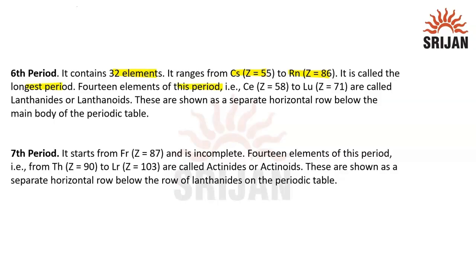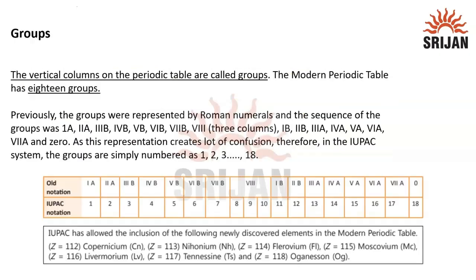14 elements of this period, that is from cerium to lutetium, are called lanthanides or lanthanoids. These are shown as a separate horizontal row below the main body of the periodic table. Then the seventh period starts from francium and it is actually incomplete. 14 elements of this period, that is from thorium to lawrencium, are called actinides or actinoids. These are shown as a separate horizontal row below the row of lanthanides on the periodic table.